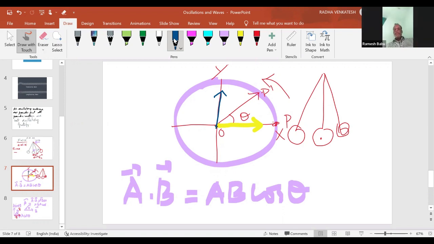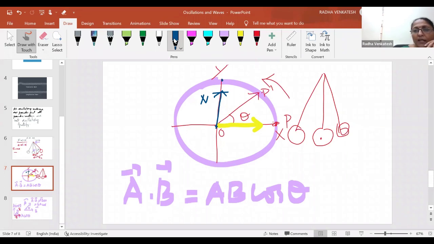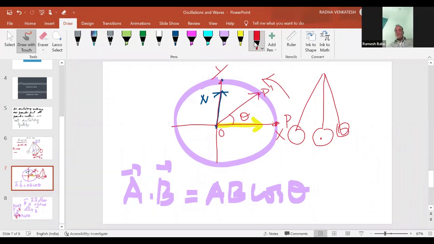Then now you again start moving P. When it is at P dash, where is my A sin theta? At some point here, which is N. Now, if this P dash comes to Y, if this particle comes to Y, where is my A sin theta? Only this vertical component I'll have. The yellow will not be there, correct? Only A sin theta.